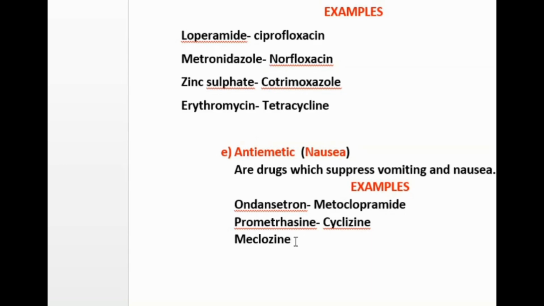The first one is ondansetron. The second one is metoclopramide. The third is promethazine. The fourth is cyclizine. The fifth is meclizine.